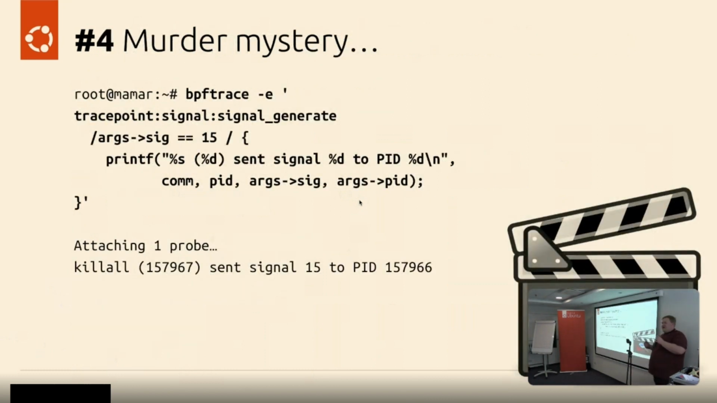I had another case where a Juju charm was executing a program that was supposed to stay running in the background, but was getting killed at random, and I didn't know what was killing it. It was a murder mystery, so I traced every time a signal was generated, which process ID was killing which process ID, so I could understand why.